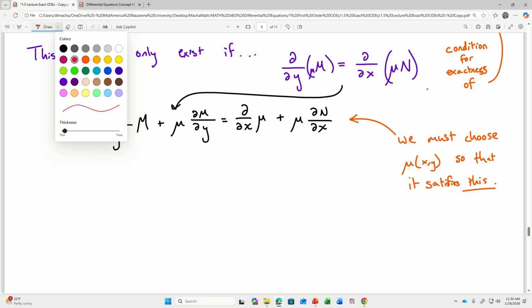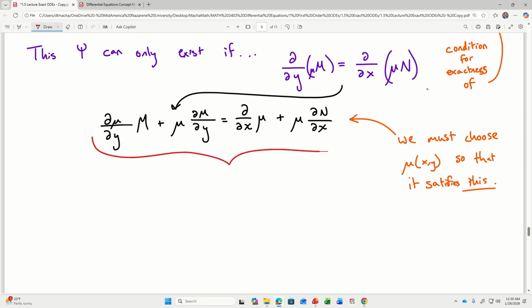The only problem here is that this is a partial differential equation, considering it has more than one variable. We're taking a derivative with a partial derivative. That is even more difficult than our original ODE.